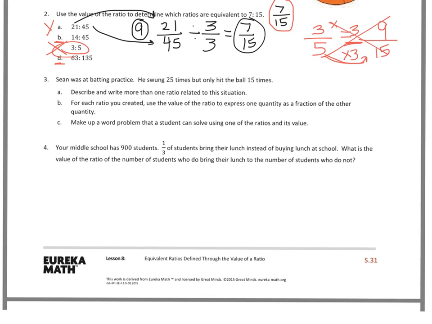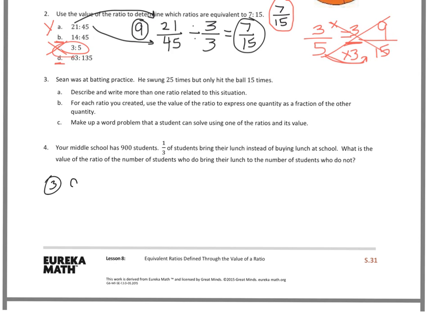Let's slide down to 3 now. Sean was at batting practice. He swung 25 times but only hit the ball 15 times. A says describe and write more than one ratio related to this situation. So I'm going to do 2 for this one. And I'll do 3 right here.